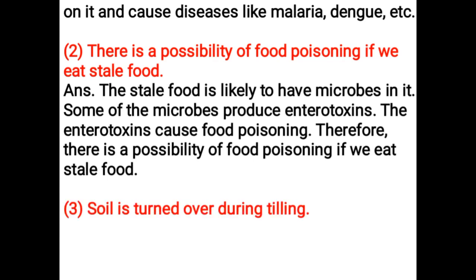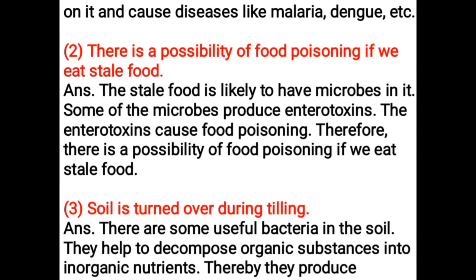Soil is turned over during tilling. There are some useful bacteria in the soil. They help to decompose organic substances into inorganic nutrients. Thereby, they produce fertilizers. Some microbes also help in nitrogen fixation. They help the plants to get nitrogen. Thus, to have better yield of crop, the soil is turned over during tilling to mix the bacteria.